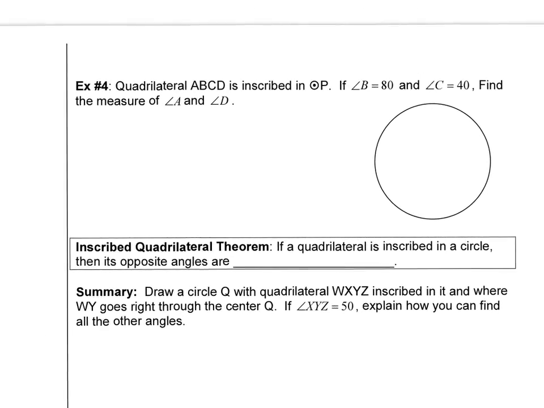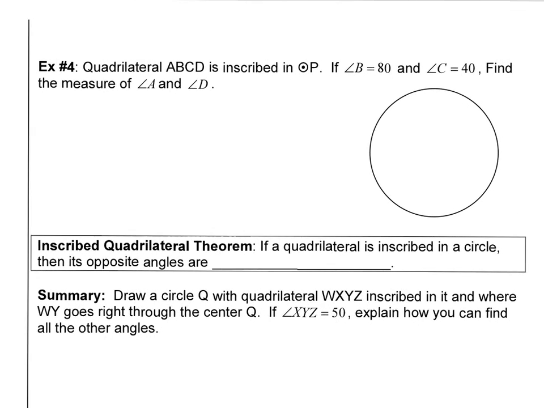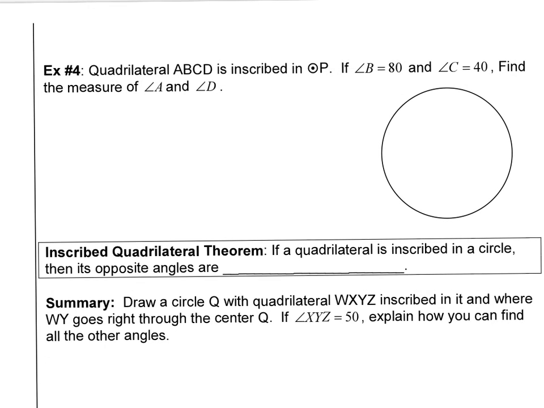Okay, so this leads us to talk about inscribed quadrilaterals. What I want us to do is draw this out, because they're not always going to give a picture. So quadrilateral ABCD is inscribed in circle P. And when they say ABCD, that means we're going to go in that order. So really, I could just pick any ones that I want. But I do know that angle B is 80 and angle C is 40. So I'm going to actually start with B. I know it seems a little counterintuitive.